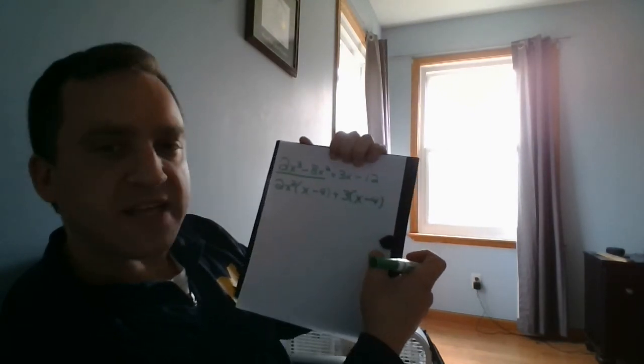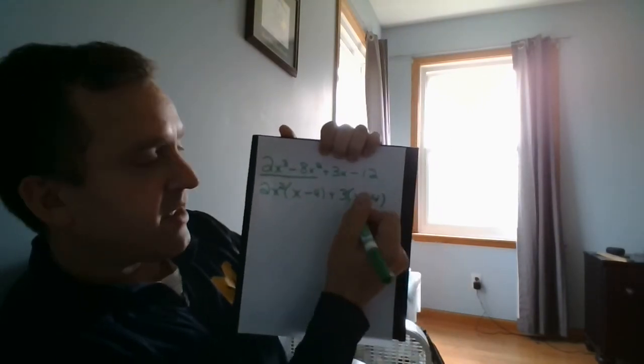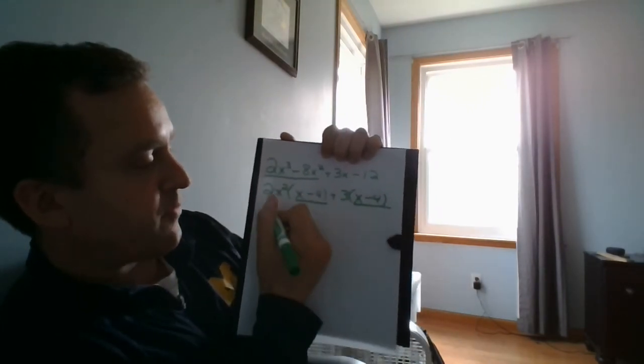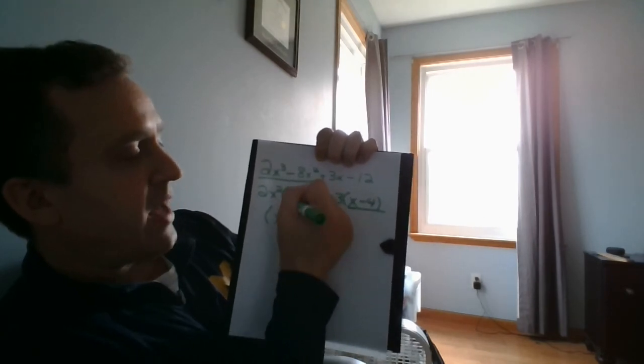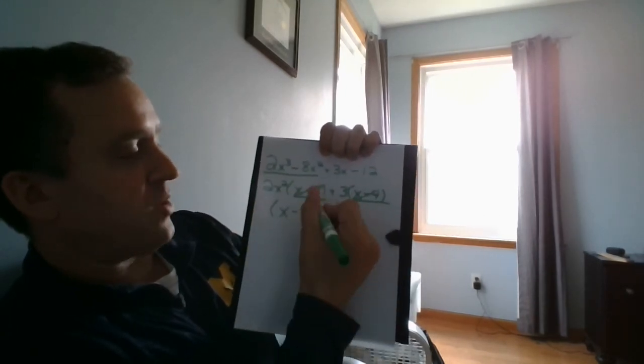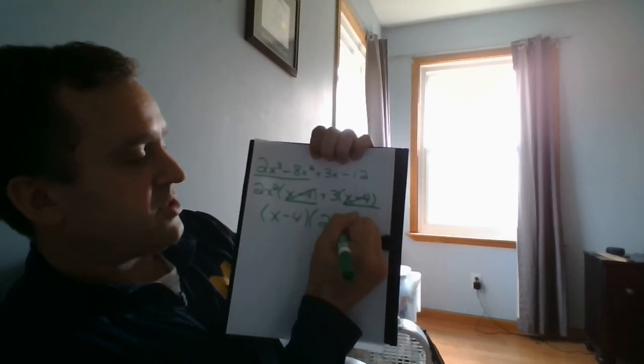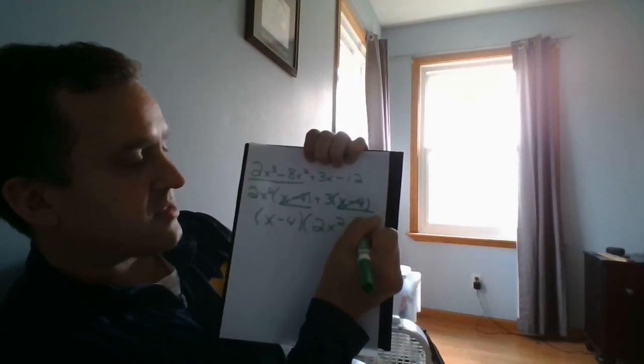So if you notice, in both of these I can factor out an x minus 4. So I'm going to go x minus 4. And then it helps for me to cross them out and write what's left. So I put 2x squared and then plus 3.